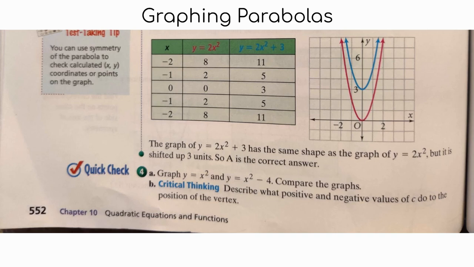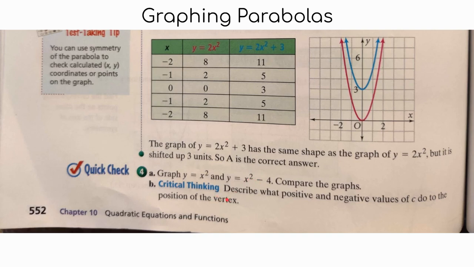All right, so you should have two graphs that look very similar to this, except this is going to be graphed as that red curve there, and it's going to be a little bit wider because it's the parent function. And the second parabola is going to be shifted down 4 units, down because it's negative.